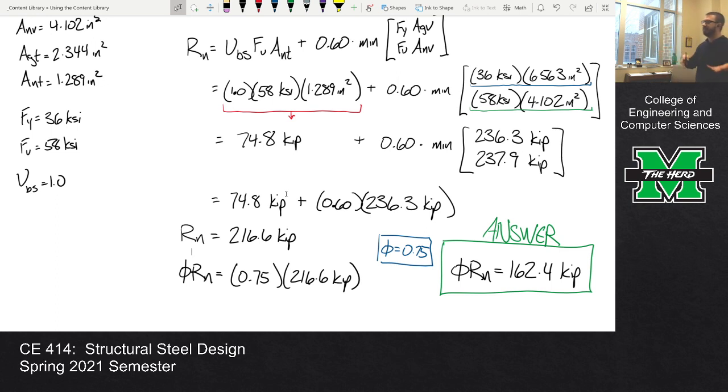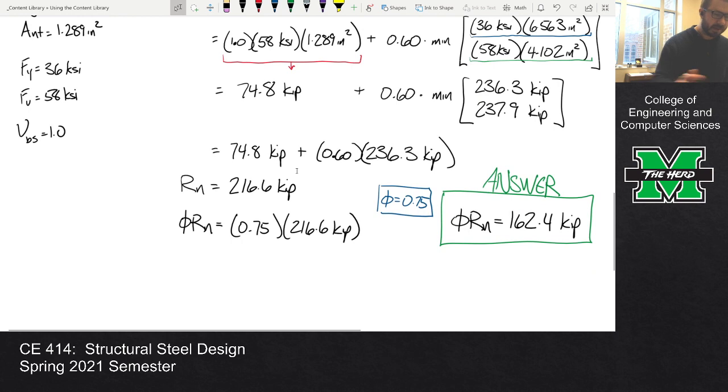What about the 0.75 Fu times net area times U? What about going through and doing all of that and seeing, well, what about gross section yielding and net section fracture? Is this the lowest? Maybe it is, maybe it's not. I'll give you an example. So here's just a note.